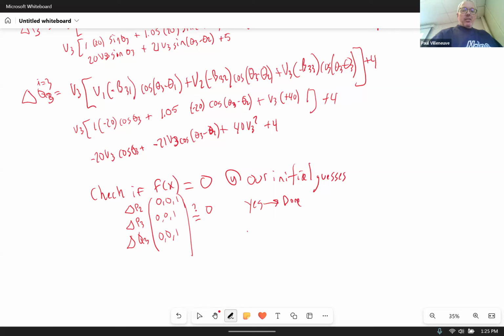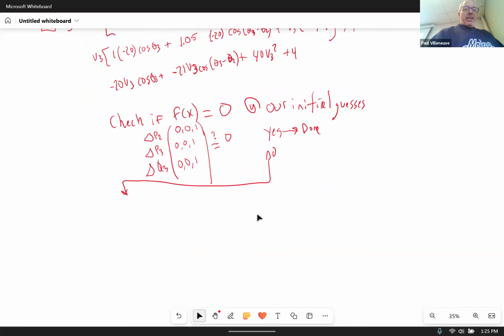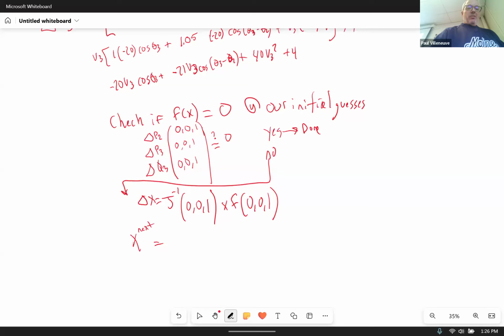If not, then I'm going to go over here. We're going to go ahead and solve for delta x. Delta x is going to be equal to our inverse Jacobian evaluated at our 0, 0, 1, multiplied by our f of 0, 0, 1. And then x for the next iteration, we'll call it next, for lack of a better term, is equal to your x, actually we'll put the negative up front here, plus our delta x.